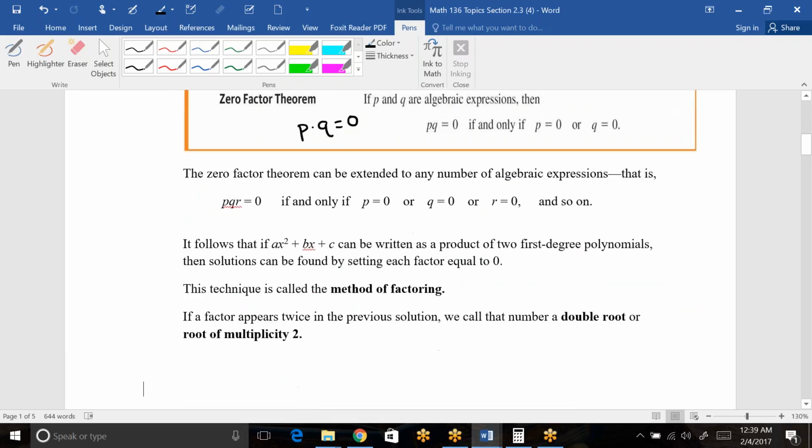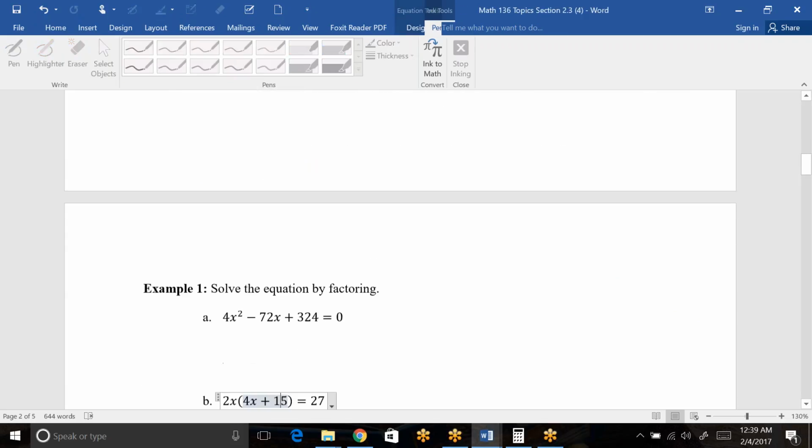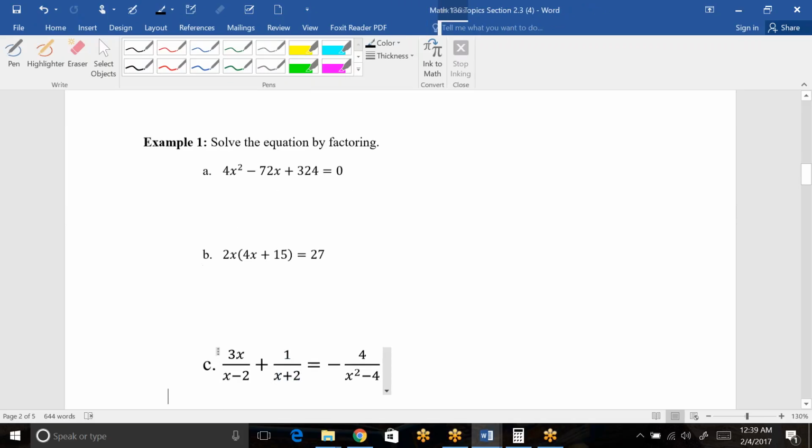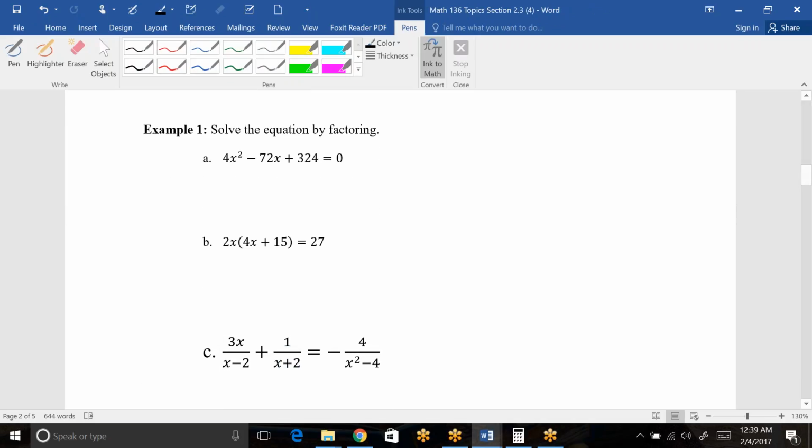So we will get everything on one side, have it set equal to 0, and then we will see what we can solve from that. If you have an answer that appears twice, remember that has a multiplicity, or a double root is another name. So I have 3 examples of factoring here.